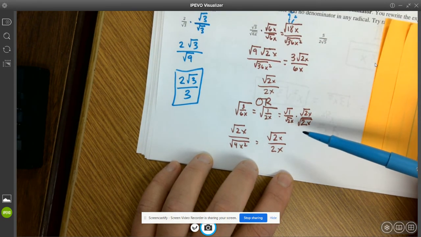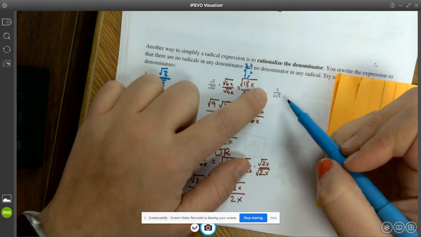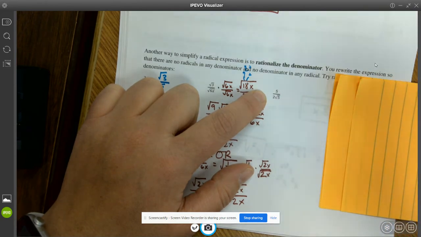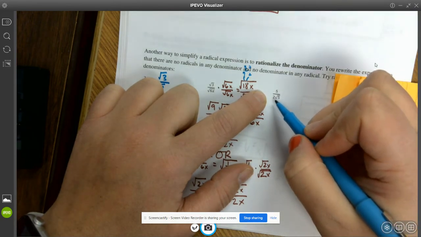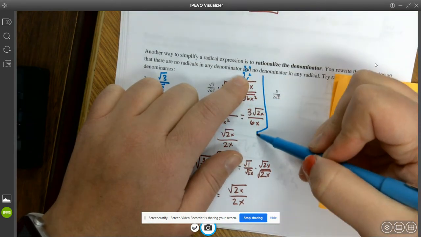Here I simplified before. So looking here, now again I'm looking at the bottom of my fraction. I want to rationalize this square root 5. I don't have to do anything with that 2. That 2 is completely fine down there. I'm going like this, so it's like.